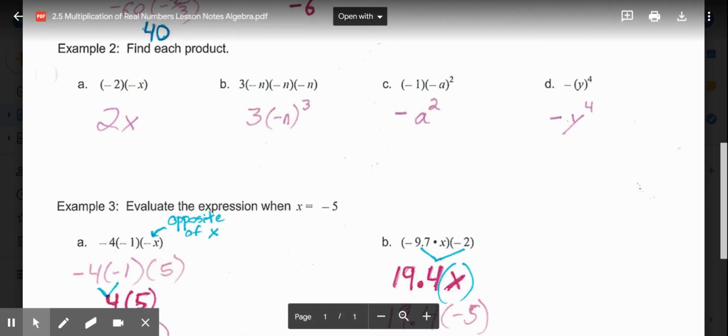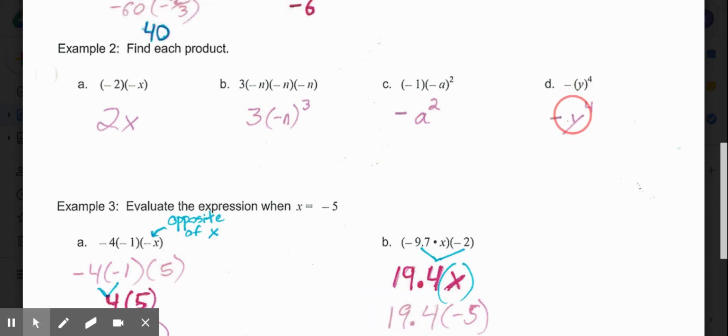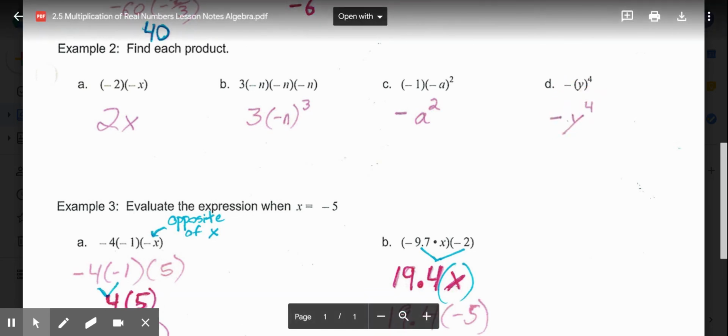And then in D, y to the fourth gets done first when we have the negative on the outside. So y to the fourth would simply be y to the fourth, and then a negative times that would give us a negative y to the fourth without the parentheses anymore.